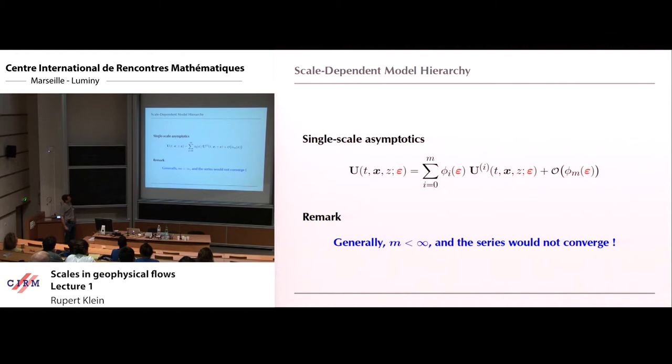Another remark to the mathematicians in the room, oftentimes I get asked, well, does your asymptotic series actually converge? And if it doesn't converge, if I have to admit, most likely it doesn't converge, then this cannot be any good. But that's not the right answer or not the right way of looking at it.